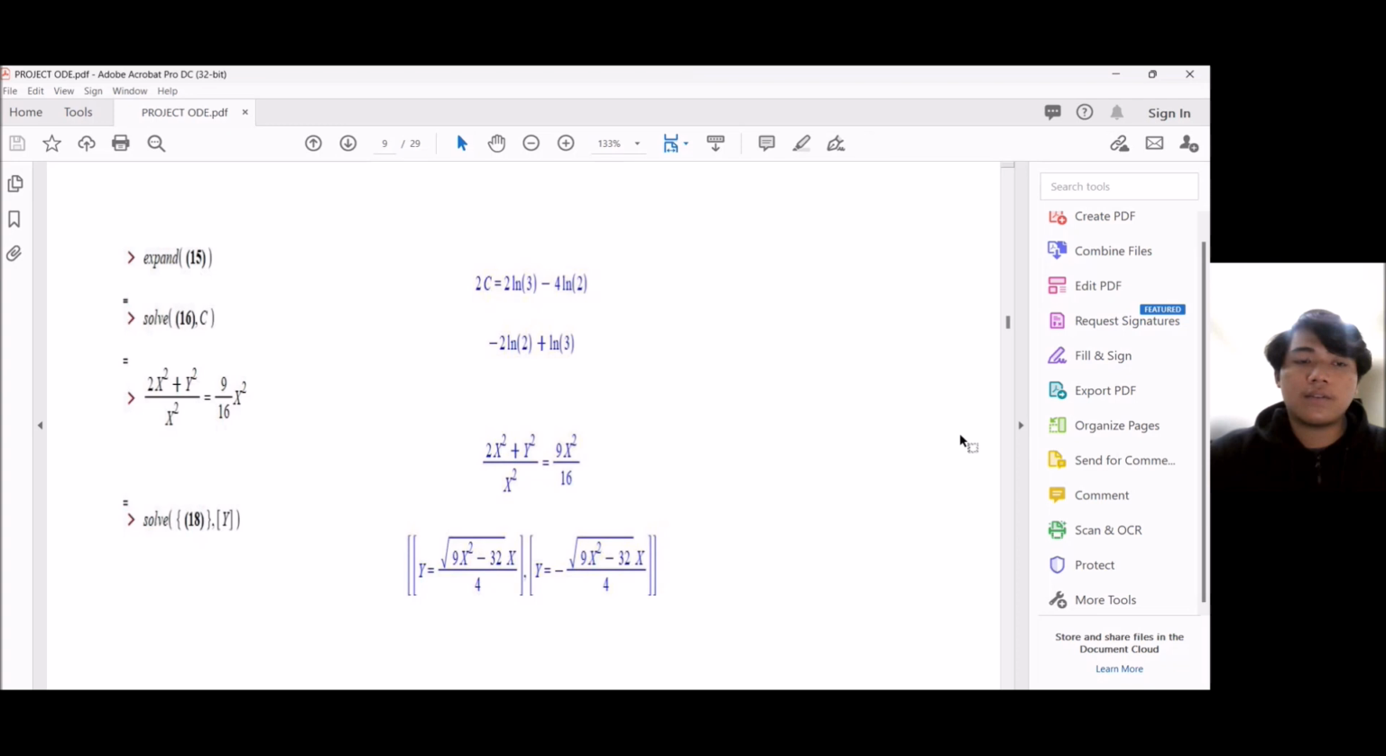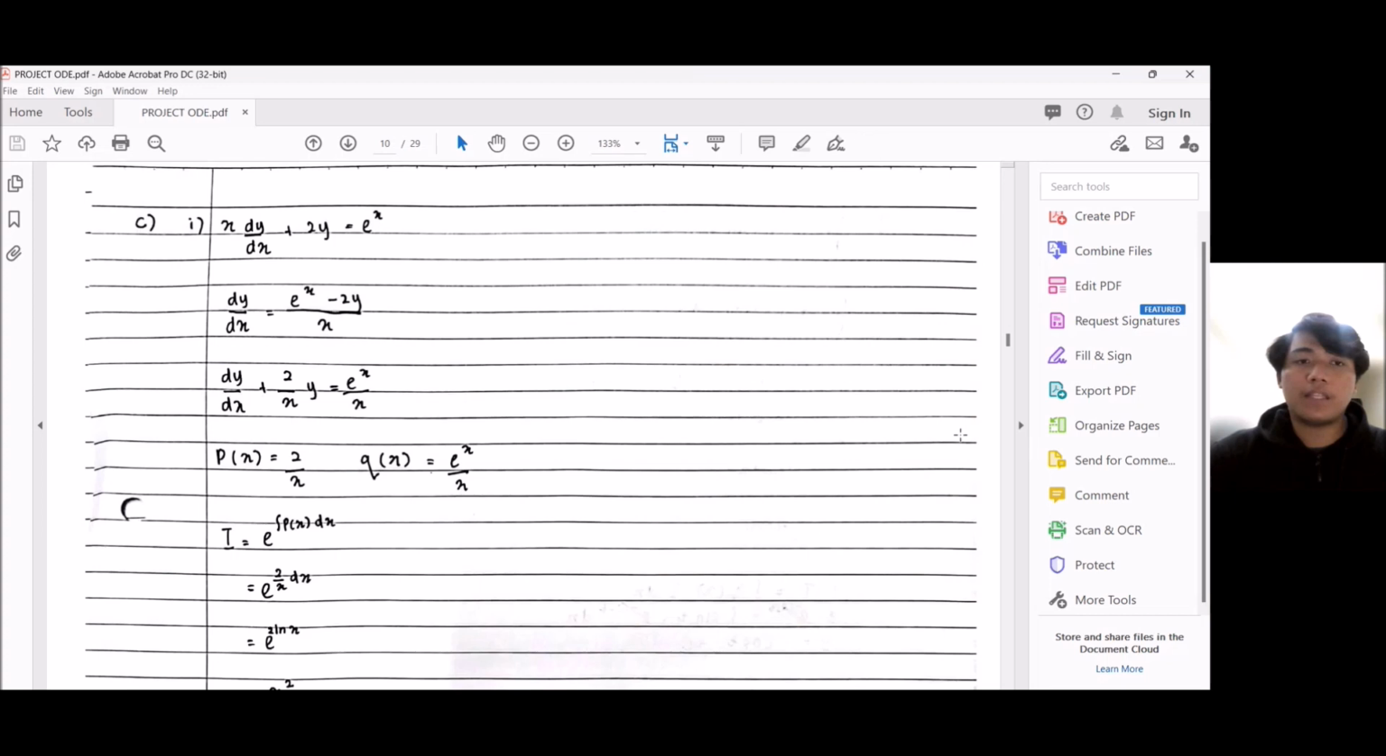So the final step is (2x^2 + y^2) divided by x^2 equal to 9/16 x^2. So the final answer will be y equal to plus or minus x over 4 times the square root of 9x^2 minus 32. For the question C1, this is the manual method.